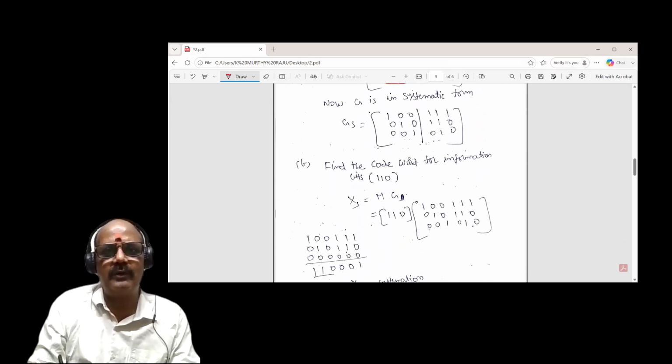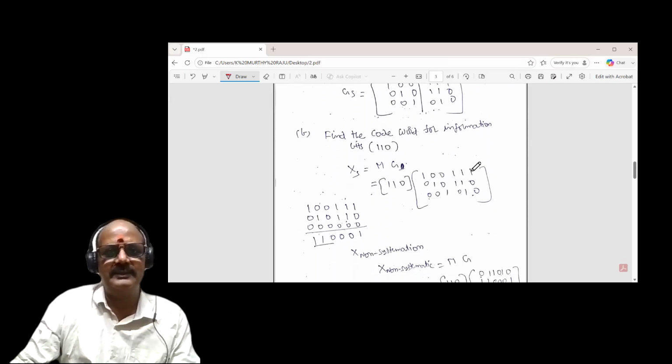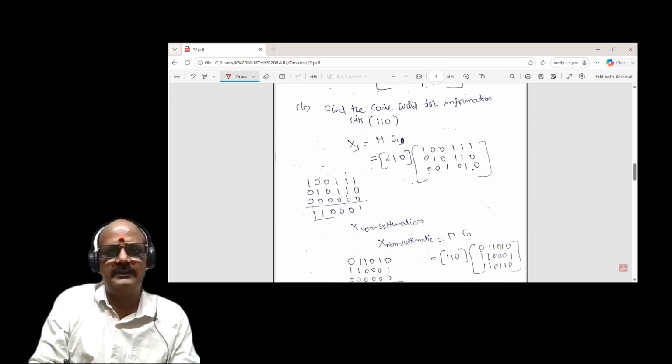Next, find the code word for the information bits in systematic form using the systematic generator matrix. 1 is multiplied with the first row as it is, 1 is multiplied with the second row as it is, and 0 is multiplied with all zeros. Perform exclusive OR operations. This is the encoded code word, obtained by using the systematic generator matrix.